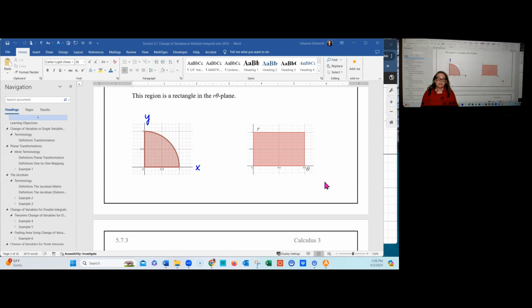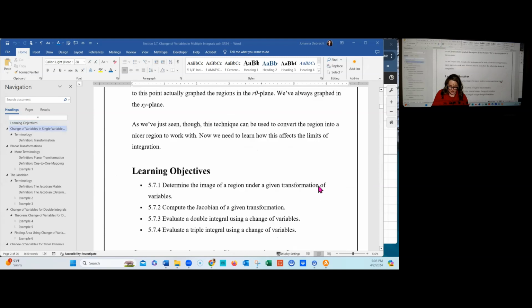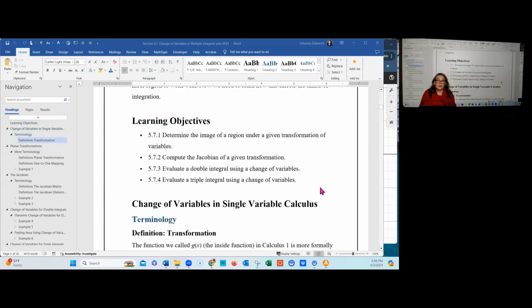The Jacobian is what's going to let us translate from one of these into the other. It's a scale factor, which accounts for the fact that these regions don't necessarily have the same area. The length here may not match the length over there for each of the two variables. They're not exactly the same variable. Then we'll use this information to evaluate a double integral and a triple integral using some kind of change of variables.